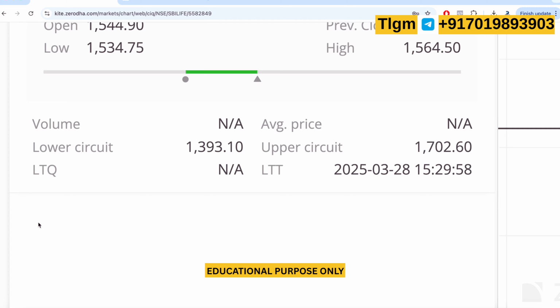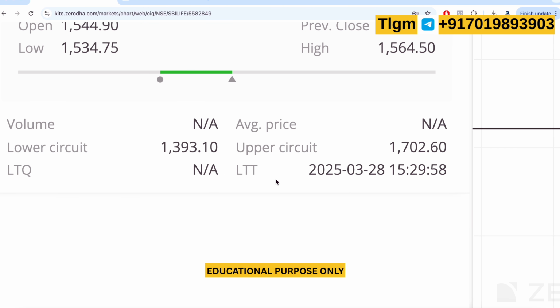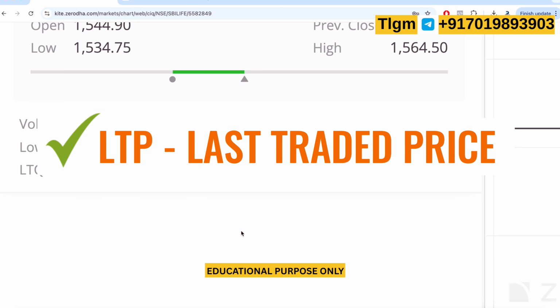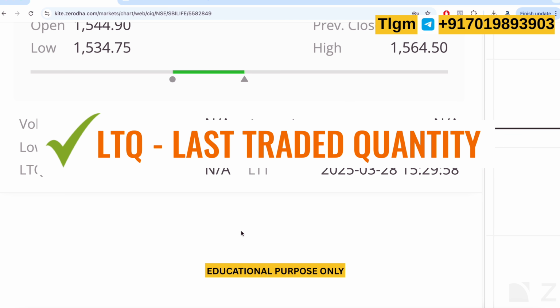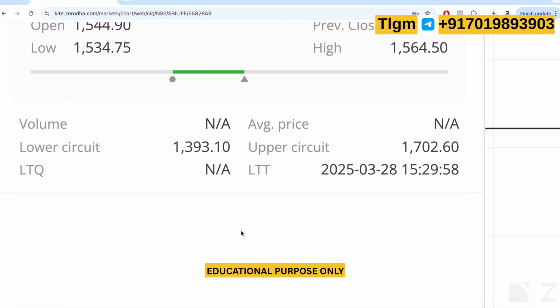LTQ stands for last traded quantity. It is the quantity which went in the last order. And LTT is last traded time. LTT shows the last traded time of the current stock or instrument you're observing. So these are the short forms, and these are their full forms: LTP stands for last traded price, LTQ stands for last traded quantity, and LTT stands for last traded time.